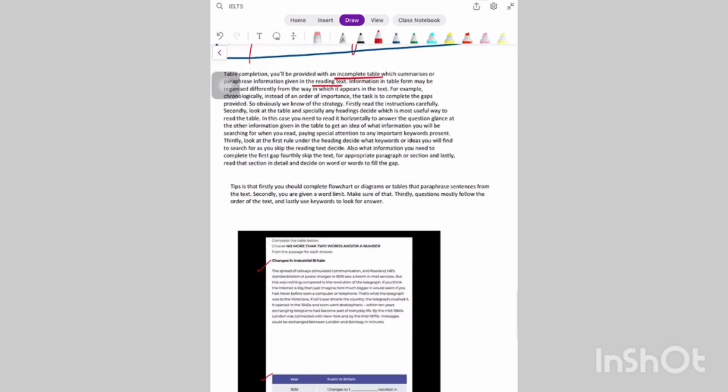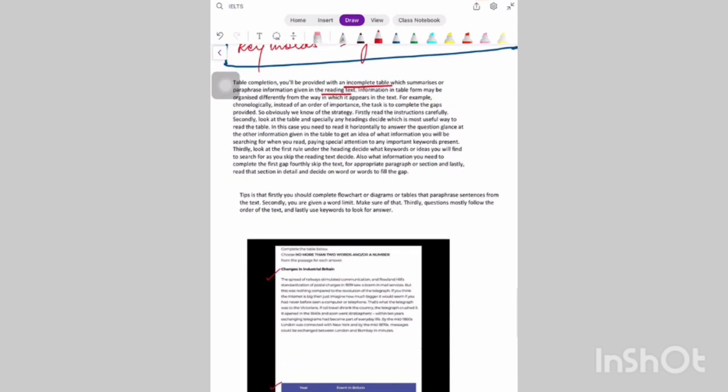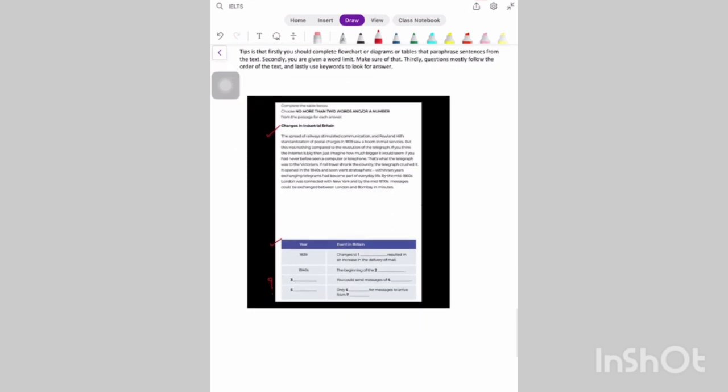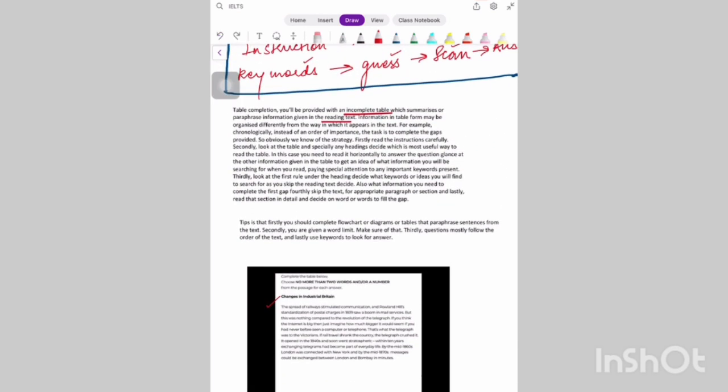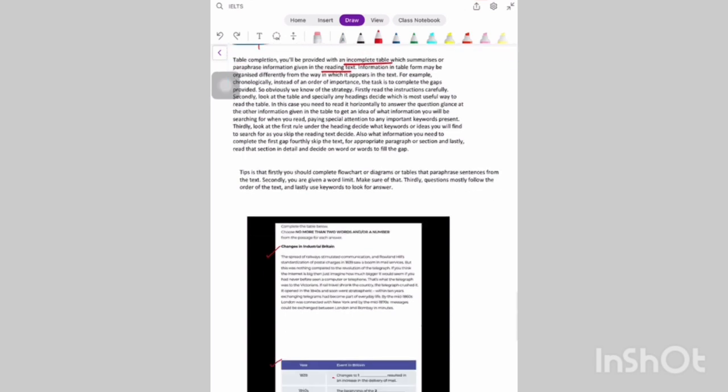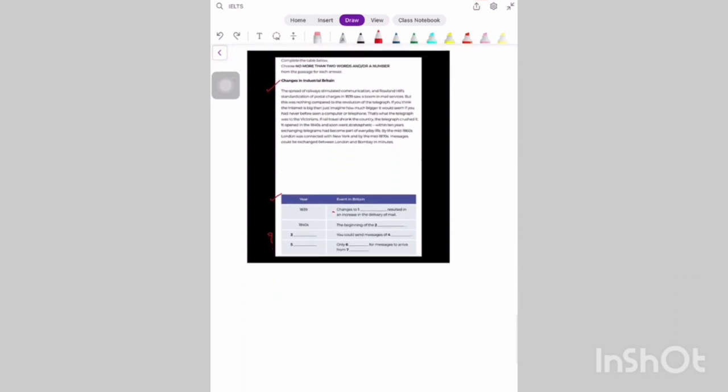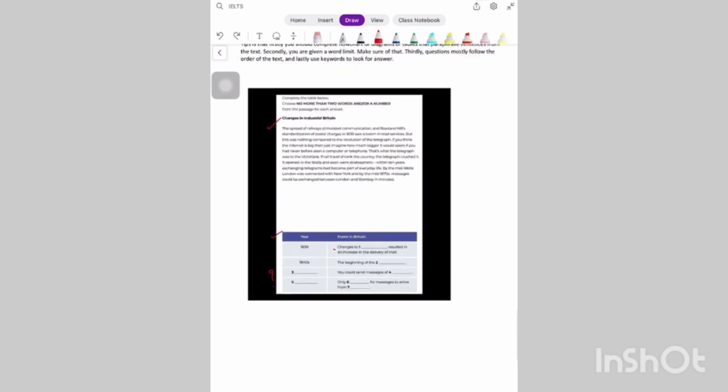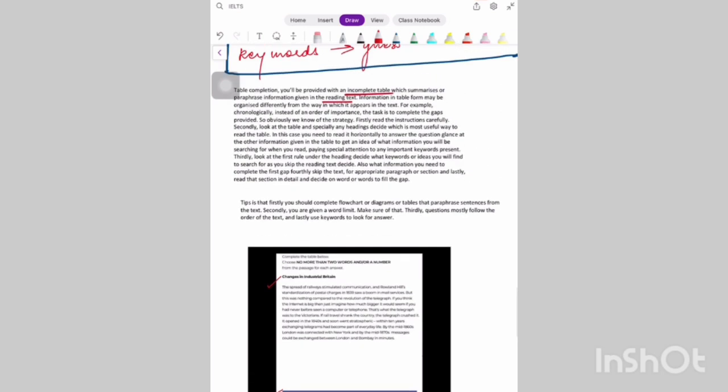So here they said that whatever information is in the table may be organized differently from the way it appears in the text. It doesn't mean that a line like "changes resulted in an increase in" would be written exactly in the first line. No, there will be certain changes, and overall you need to solve it in a chronological pattern. You don't have to look for ways to confuse yourself. Why is it written like this? Why the dash here and not here? Why two dashes here and one here? Just fill the gaps by reading the text.